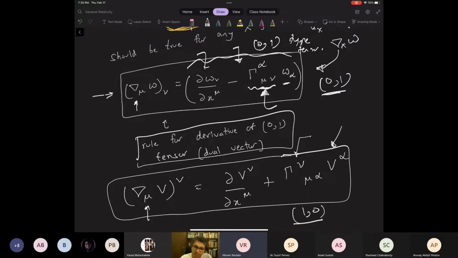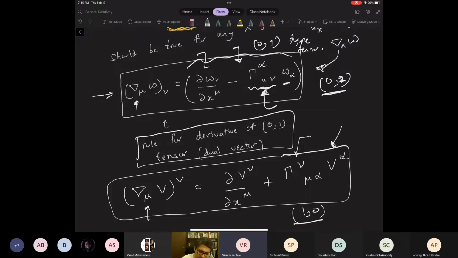These are the coefficients of things like dx nu. Sir, isn't that a 0-2 tensor? Yeah. I'll discuss that. That's a good point. This looks like a 0-2 tensor.